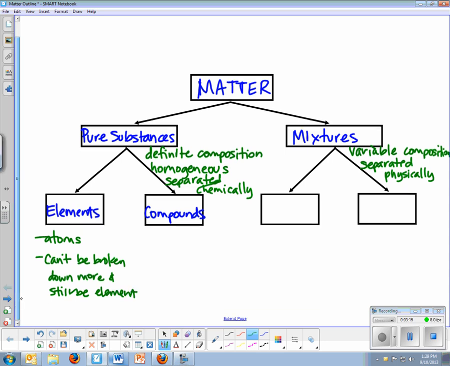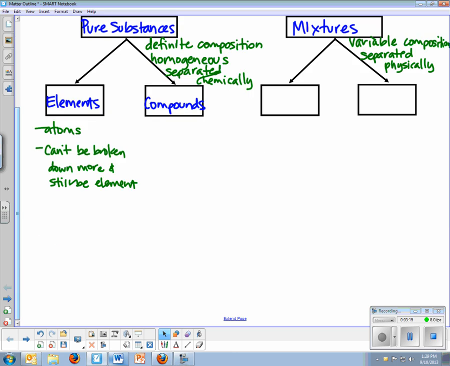Okay, scroll down a little bit. Examples of elements are things like hydrogen. You had to learn a bunch of these already. Carbon, oxygen, iron, and so on.